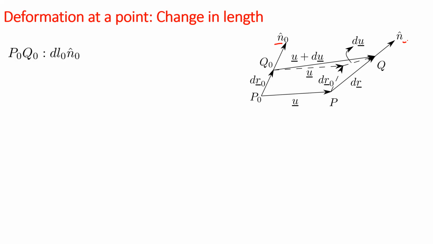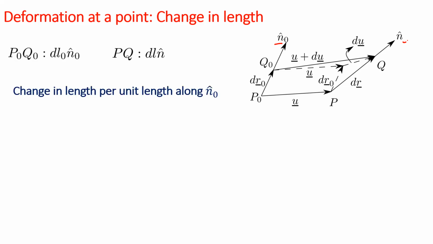Everything else, every other variable was already defined. DR0 was the relative position vector. DU was the relative displacement vector, right? And U was the displacement at point P. Now I have brought in two new variables, P0, Q0. The direction of vector P0, Q0 is N0 and the direction of vector PQ is N. I am calling the length of vector P0, Q0 as DL0 and the length of vector PQ as DL. So I'm writing the same vectors in terms of their amplitudes and unit vectors.